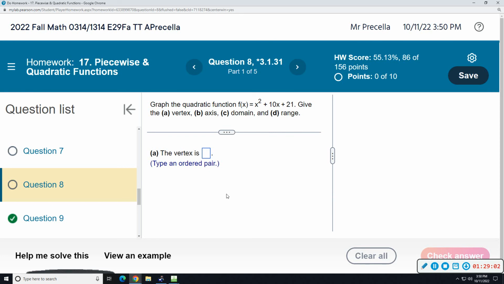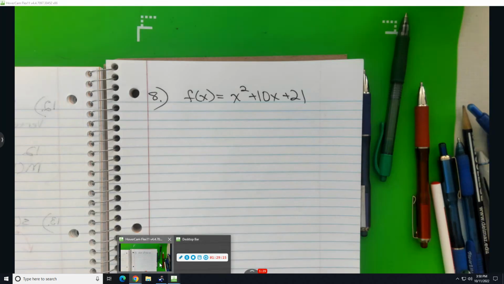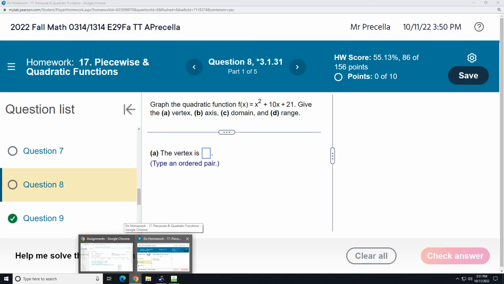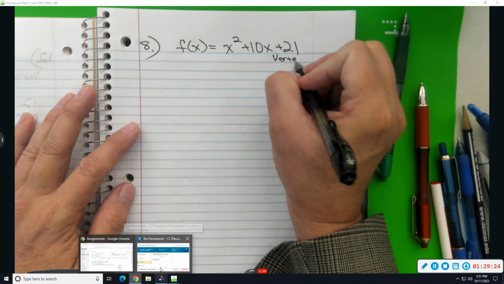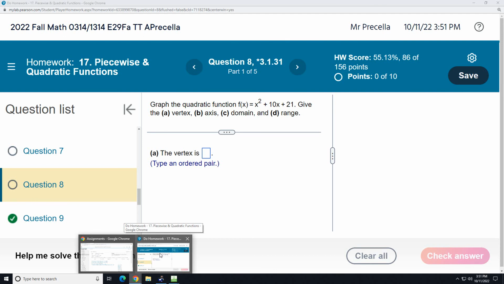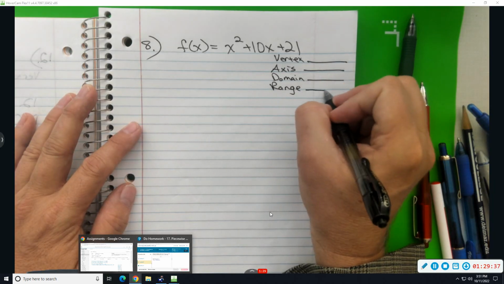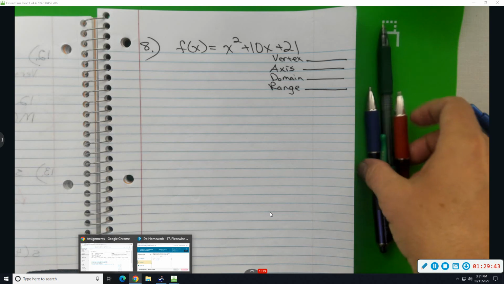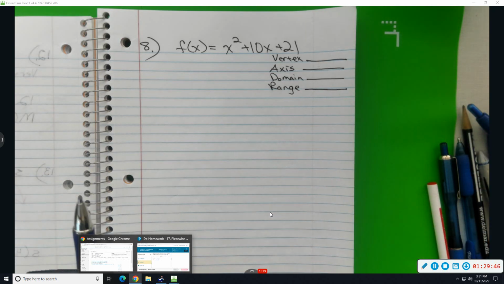So we want to graph the quadratic function f of x equals x squared minus 10x. Let me write the problem down first. They want the vertex, the axis, domain, and range. I'm going to make a note of that. This thing is working, I don't want us to move it, so I'll keep on.